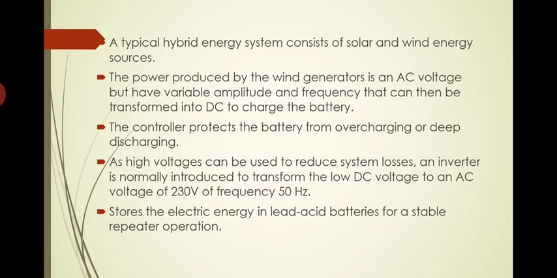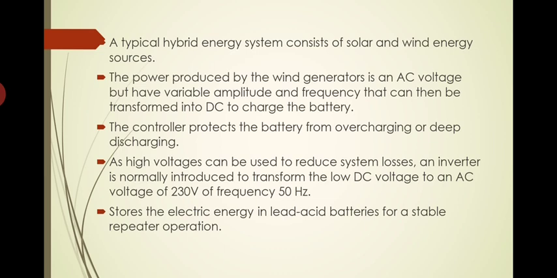A typical hybrid energy system consists of solar and wind energy sources. The power produced by the wind generator is in AC voltage but has variable amplitude and frequency, which can then be transformed into DC to charge the battery. The controllers protect the battery from overcharging and deep discharging.